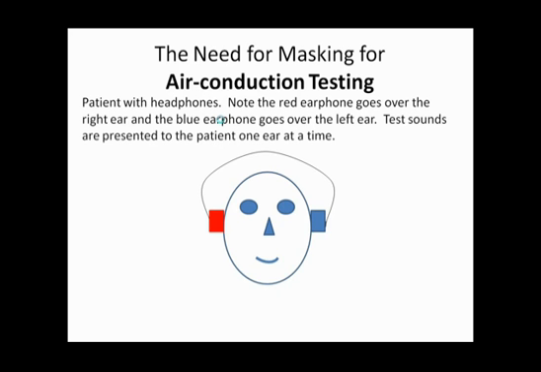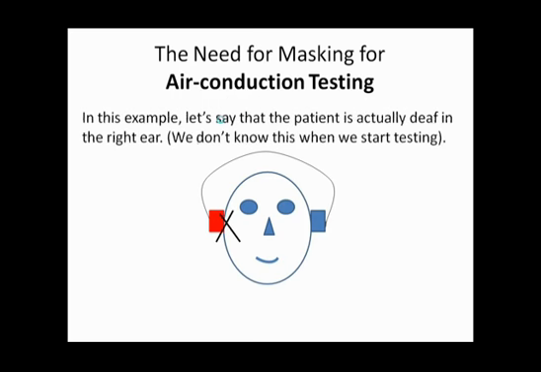So the red earphone goes over the right ear, the blue earphone goes over the left ear. Test sounds are presented to the patient one ear at a time. We can do this with headphones, with insert earphones, with supra-aural earphones. We can't do this with a sound field speaker. We do not get ear-specific information with a sound field speaker.